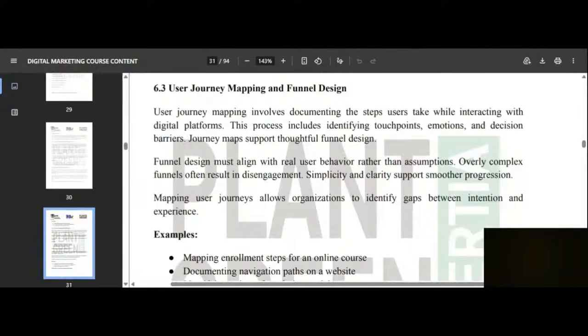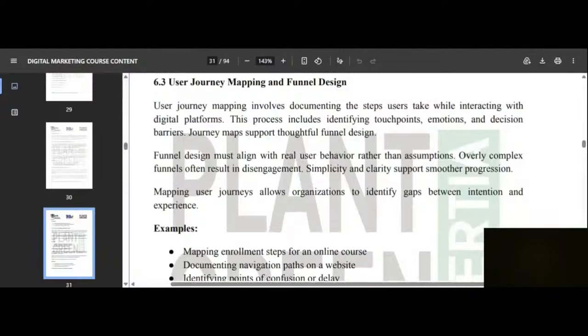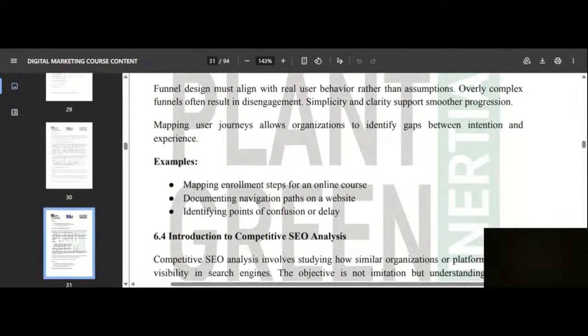Now, mapping the user journeys allows organizations to identify the gaps between the intention and the experience. For example, mapping the enrollment steps for an online course, documenting the navigation paths on a website, and identifying the points of confusion or delay.